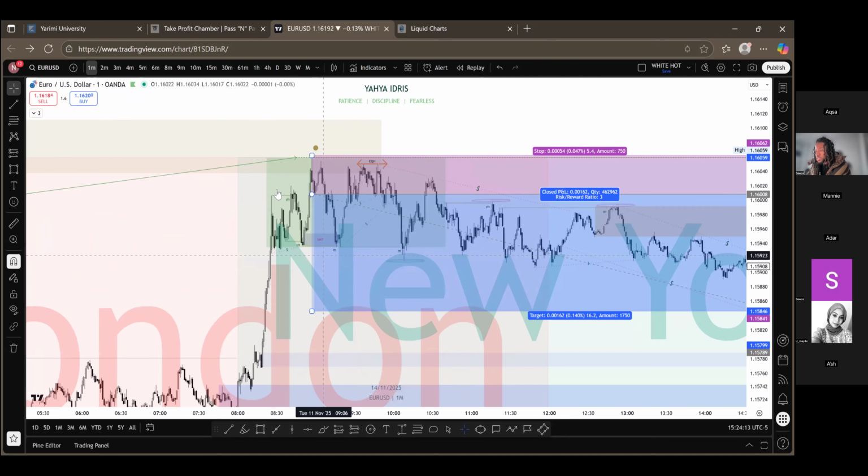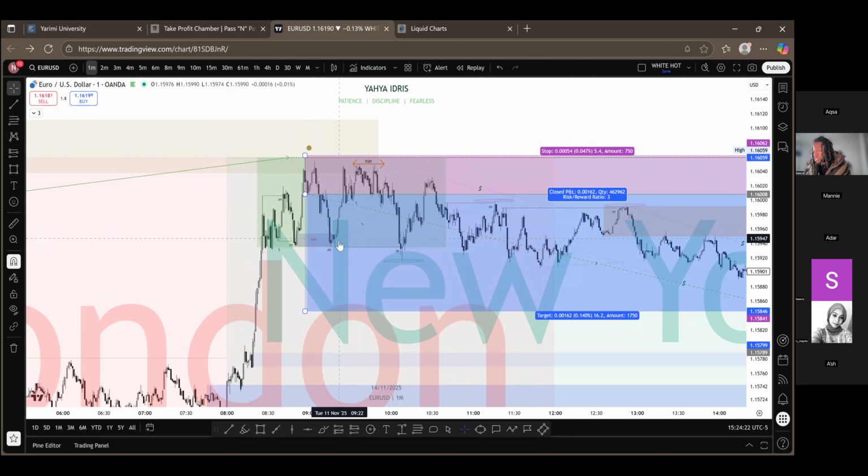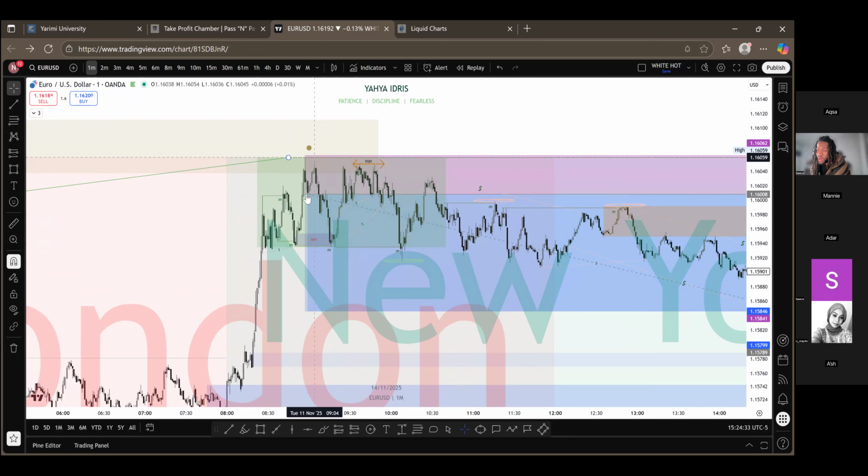So price came into the zone, tapped into the supply. This happened at around 8:57. I waited, price did one leg, came down two leg, gave me an equal low, came back up, consolidated a little bit, created equal highs.